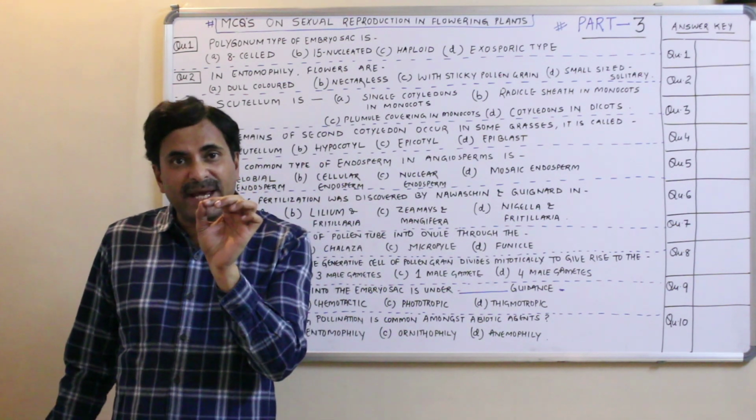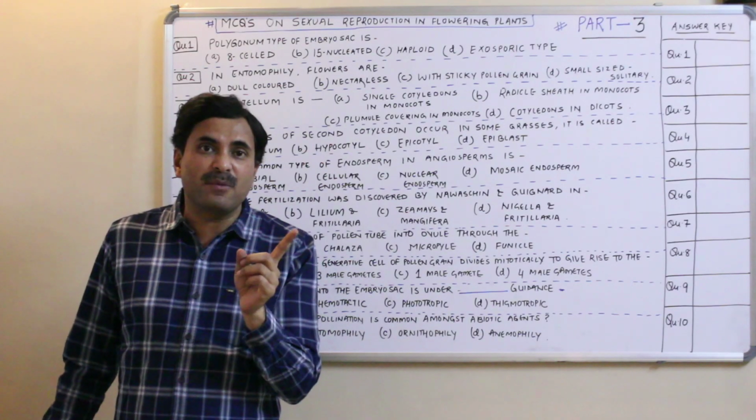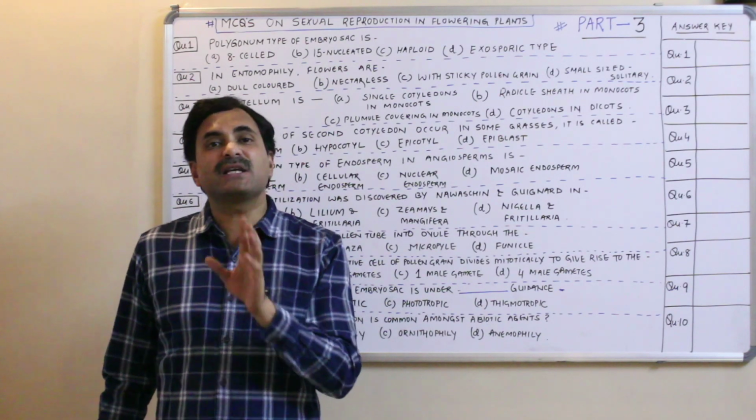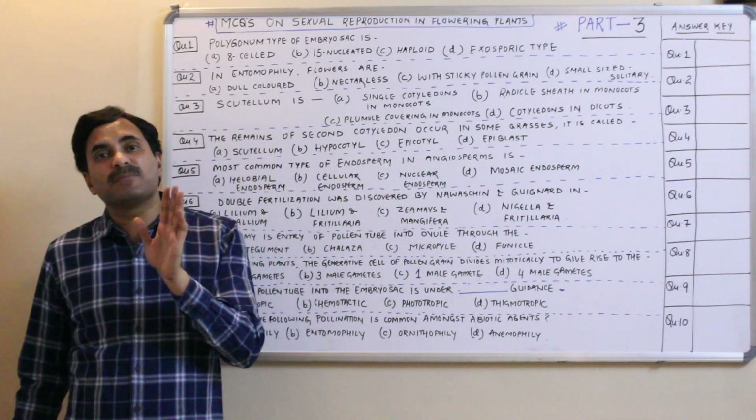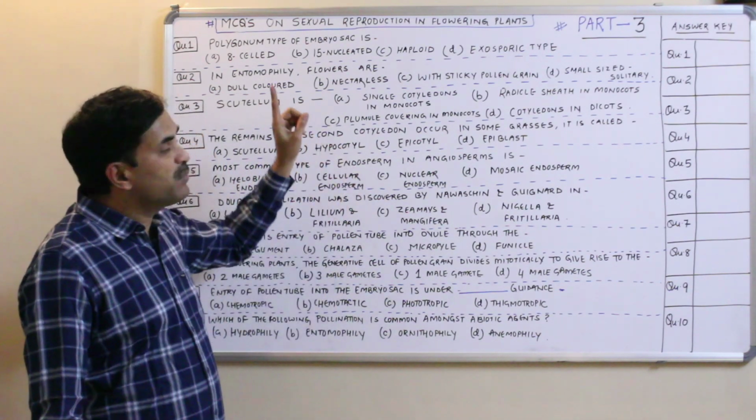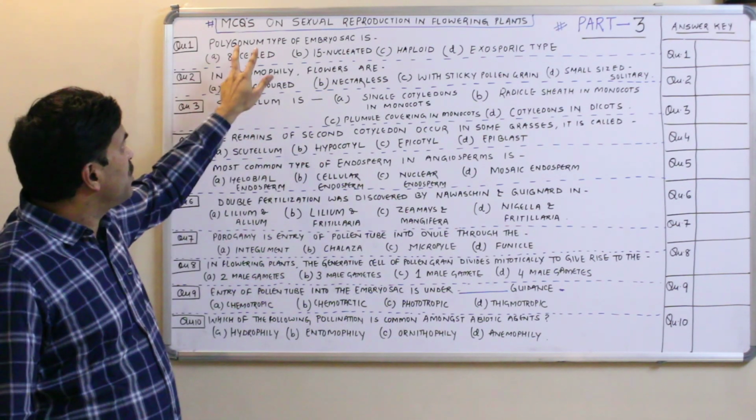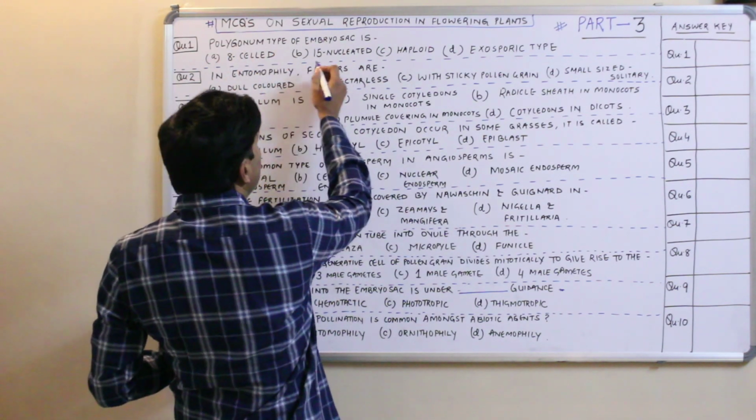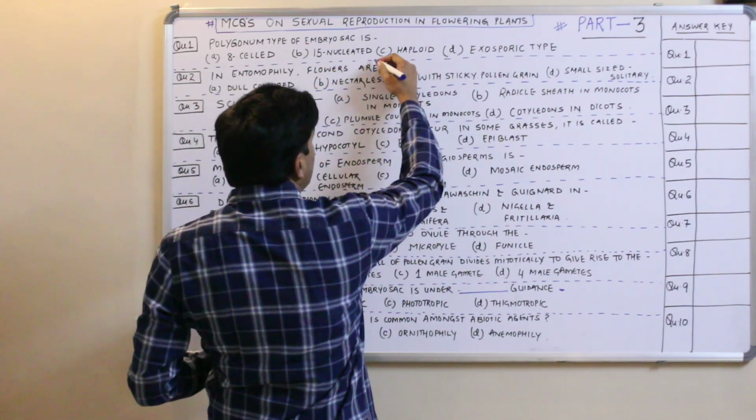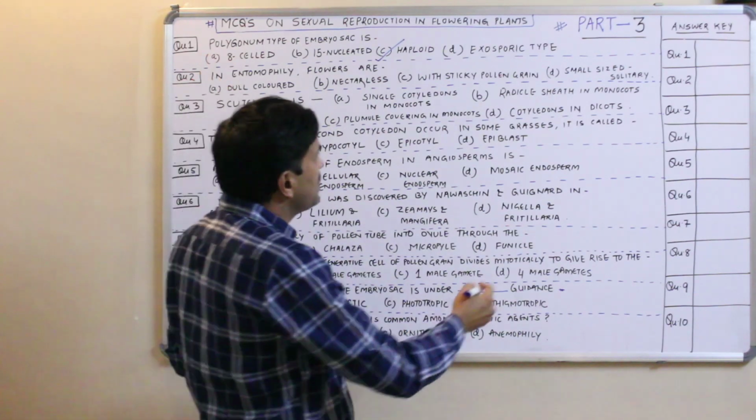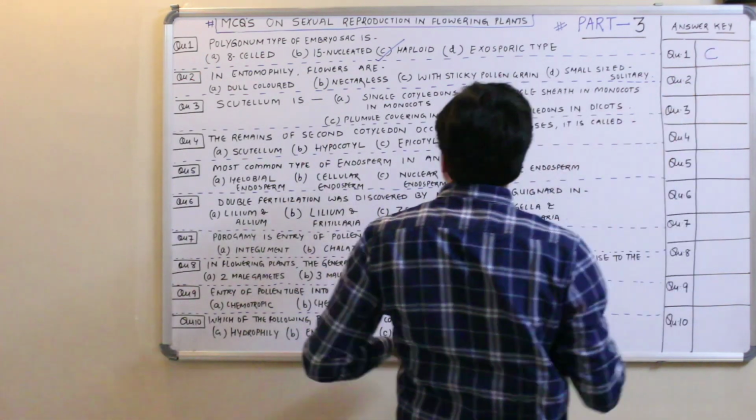So if embryo sac is generated from a functional megaspore which is N, then definitely what will be produced? An embryo sac will be produced which will be haploid. So polygonum type of embryo sac is 8-celled, 15-nucleated, haploid or monosporic type. So it is haploid, that is N. Question number 1 is having the answer C.